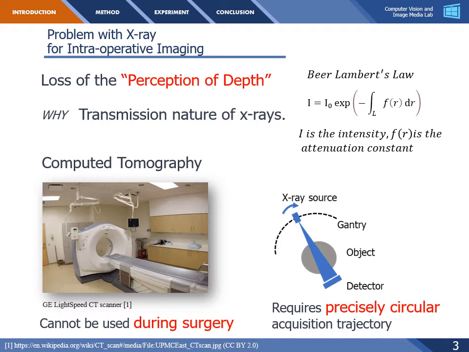Computed tomography scans can generate a high-contrast 3D image of bone structures. However, it is not practical to use it during surgery. Furthermore, a typical scanner would require a precisely circular imaging trajectory, which makes the device more costly.